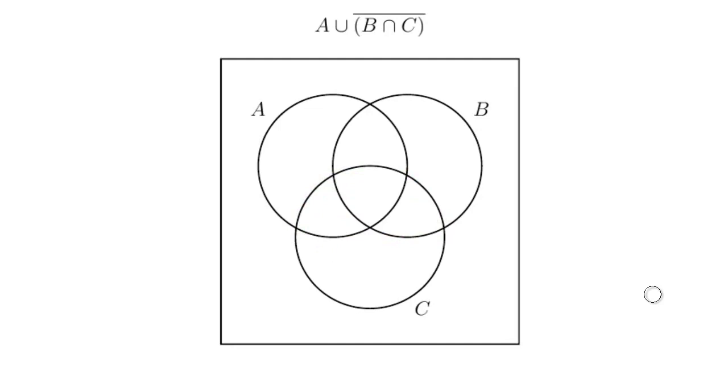Let's try another. Here we're going to try to draw a Venn diagram for the set A union the complement of B intersect C. So this is the first one where our main connective is a union. So let's see what happens then. First, let's go ahead and shade in all of A.